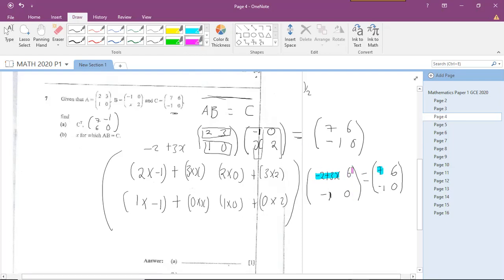This element here, 6, corresponds to 6. This element here, -1, corresponds to -1. And this element here, 0, corresponds to 0. We're interested in the ones that are in blue because we're saying this matrix here is exactly the same as this one. You can see there's a 6 there, there's a 6, there's a 0, there's a 0, there's a -1, there's a -1. Meaning this part here also, -2 plus 3x should be equal to 7. So that's what we're going to use to find the value of x.